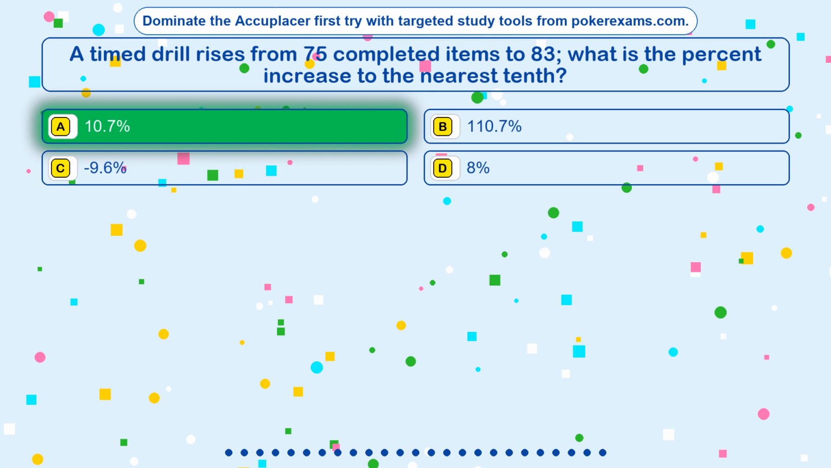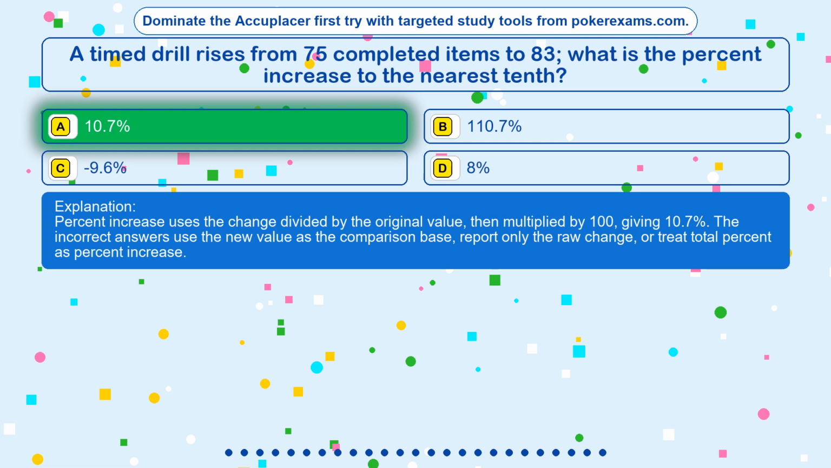The correct answer is option A, 10.7%. Percent increase uses the change divided by the original value, then multiplied by 100, giving 10.7%. The incorrect answers use the new value as the comparison base, report only the raw change, or treat total percent as percent increase.